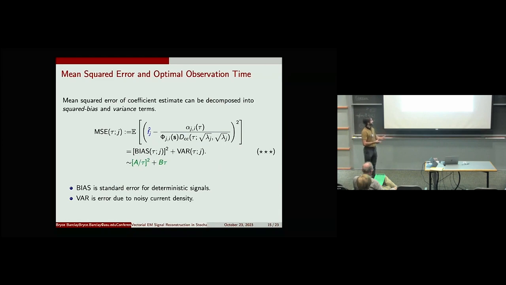What's nice about mean squared error in these stochastic problems is that we can break it apart into the squared bias and the variance, just a standard decomposition of mean squared error. And importantly here, unlike sometimes in bias variance trade-offs, where we can't compute everything explicitly, in this case we can explicitly compute the bias and variance term, where the variance term comes from the stochastic current density.